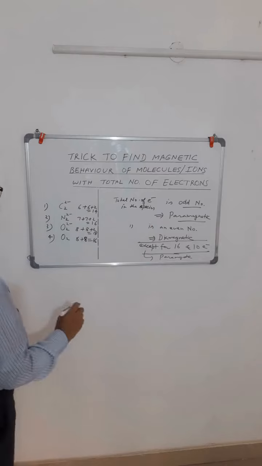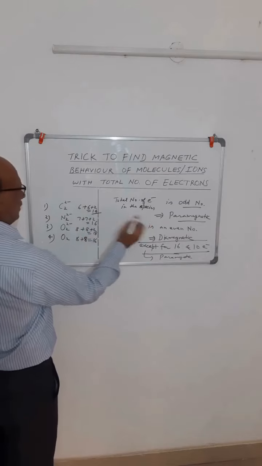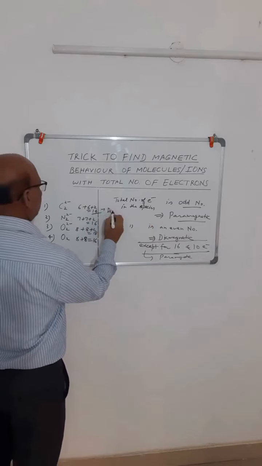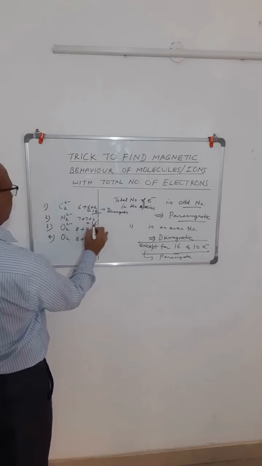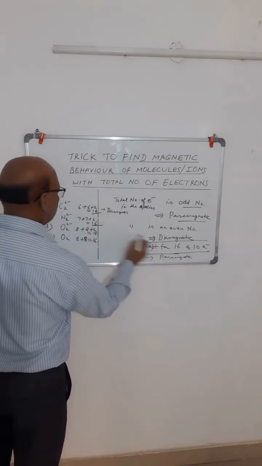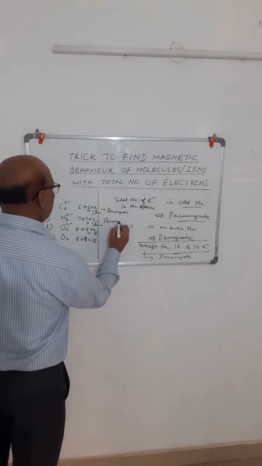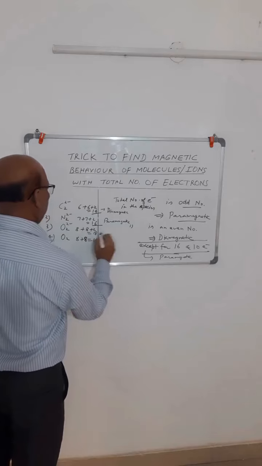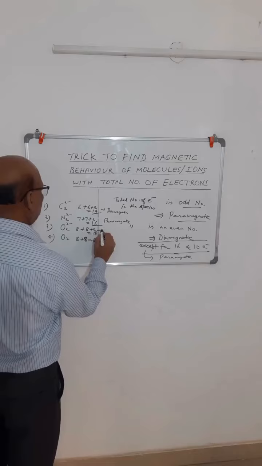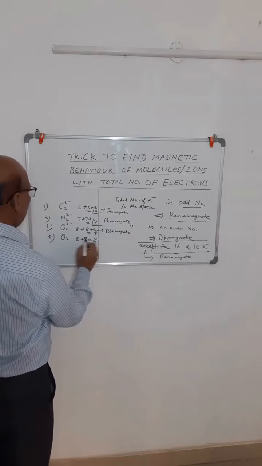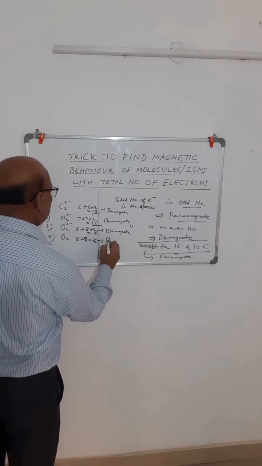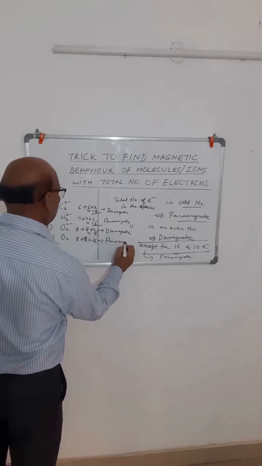So with this trick, this 14 electrons is an even number, so this is diamagnetic. Okay, then N2 2 minus, this is 16 electrons, 16 is the exception, so this is paramagnetic. Then 18 electrons, this is an even number, so it is diamagnetic. Then O2, 16 electrons, so this is an exception, so this is paramagnetic.